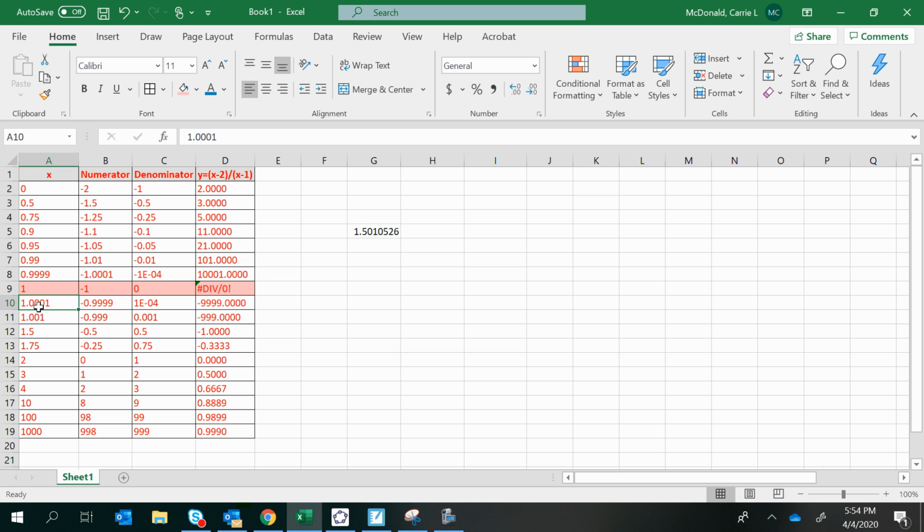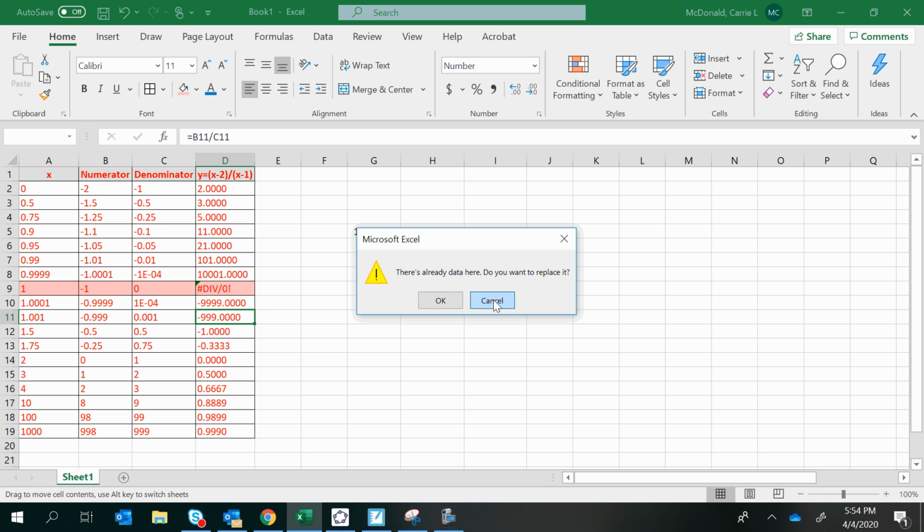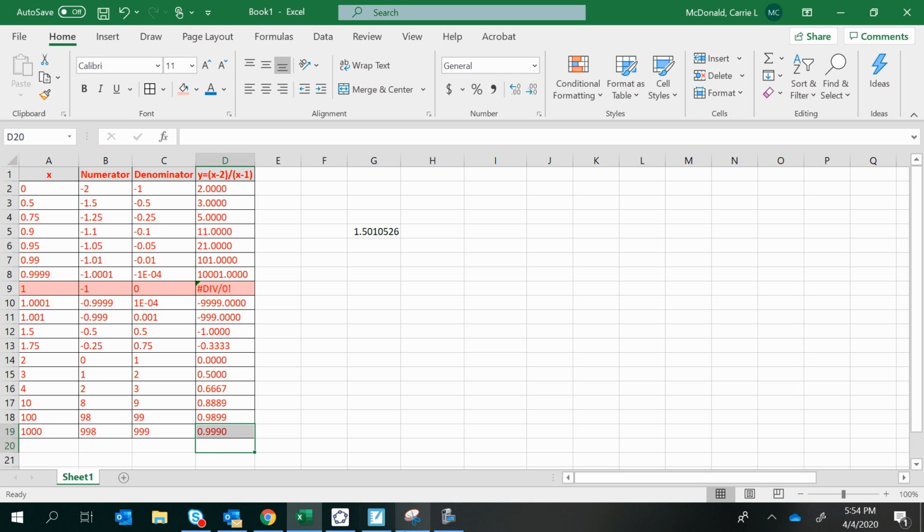On the other side, staying close to the asymptote, I'm at negative infinity, but the farther I get away, the closer I'm getting to that horizontal asymptote.